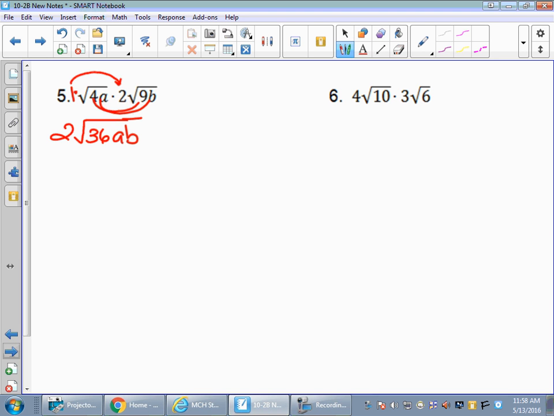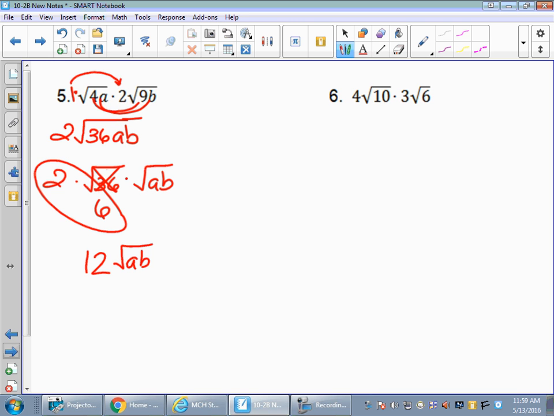Well, I recognize that 36 is a perfect. So if you can figure this out from here, you go right ahead. I'm going to show a little bit more work. Okay, so I have it separated into the perfect and the non-perfect. 36 is perfect. AB cannot be broken down any further. And so when I break up 36, it becomes a 6. But that was being multiplied by 2. I like to circle it so I don't forget about it. 2 times 6 is 12 times the square root of AB. And that's as simplified as you can get.